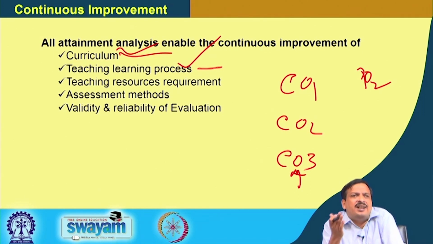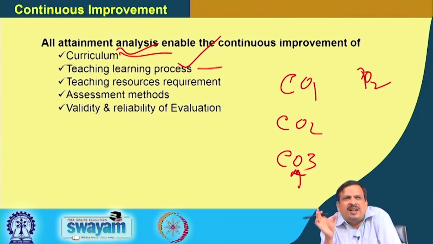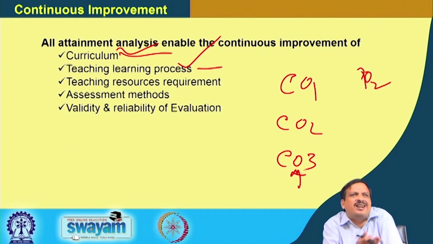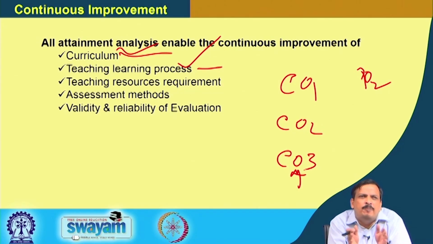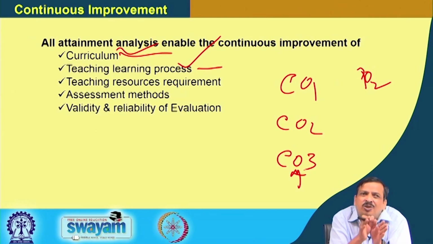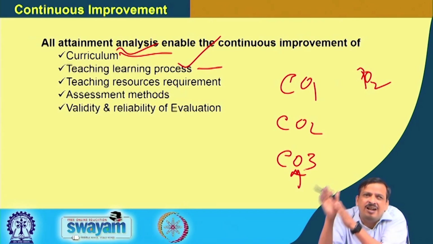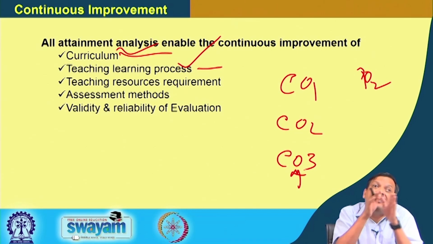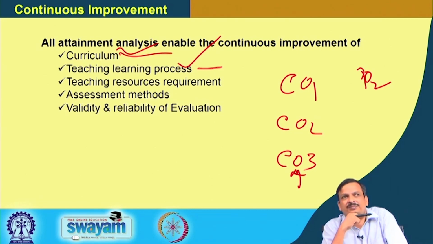Some CO says that it requires some extra software, and let us say that resource is not available in the institute for all students. That resource may be available only in very few numbers. So, few of the students can access it, not all of them can be exposed to those resources all the time. So, if attainment of that CO is low, it means that kind of resource must be made available in the institute. So, I can find out what kind of teaching resource requirement there is.